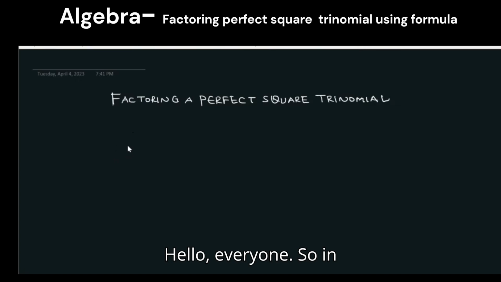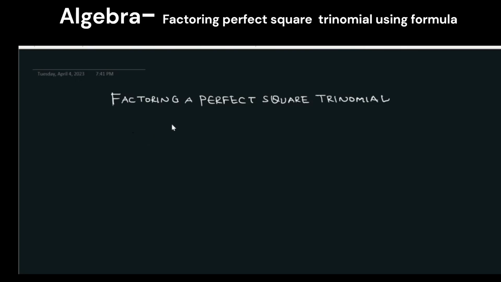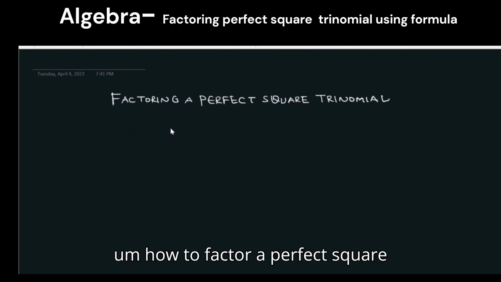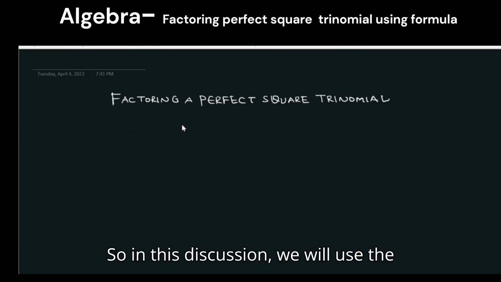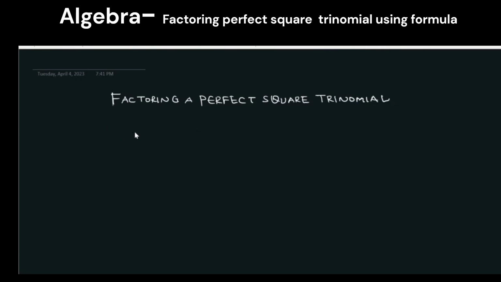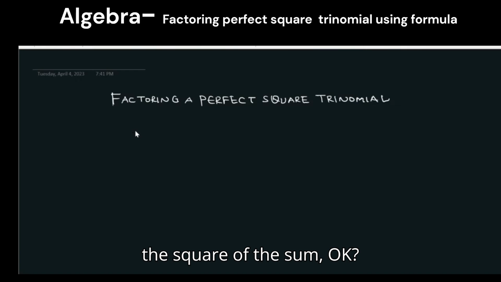Hello everyone. So in today's video I'm going to show you how to factor a perfect square trinomial using one variable and two variables. In this discussion we will use the formula, the square of the difference, and the square of the sum. Okay, so let's do the example.